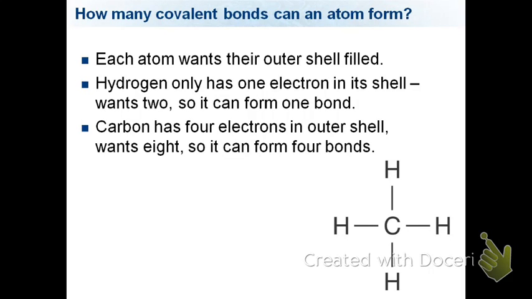So this is Chapter 2, Part 7. We're finishing up covalent bonds by talking about how many bonds an atom can form. And it's actually pretty easy to figure out.